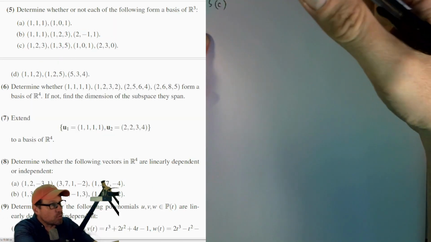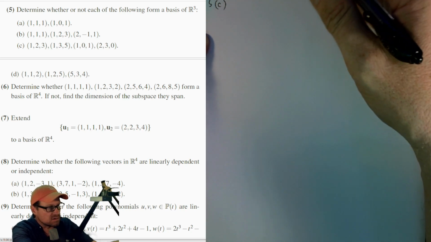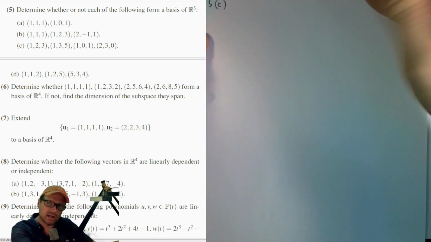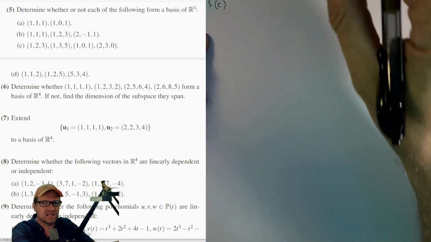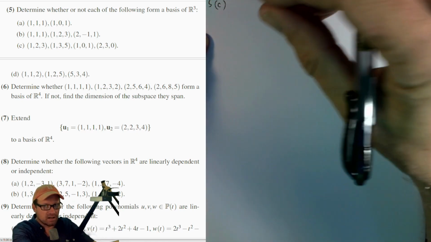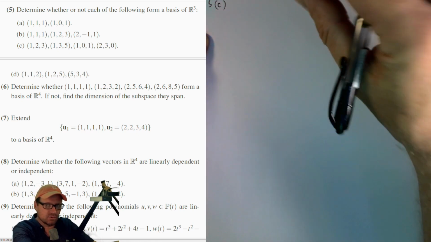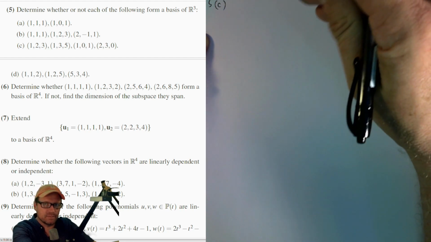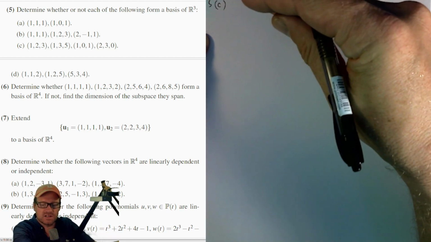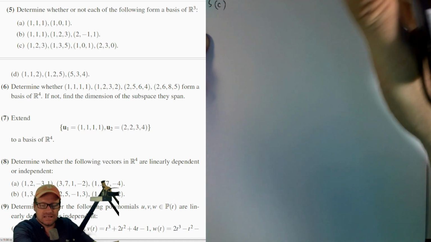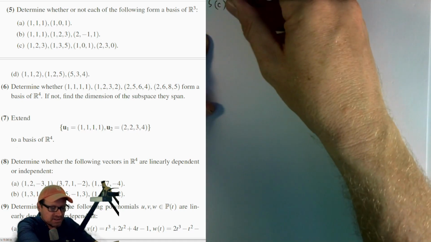So here we have 4 vectors in a 3-dimensional space. Well, that's too many. So to be a basis, we require exactly 3 vectors to span a 3-dimensional space, and those 3 vectors must be linearly independent. Okay, so if we have 4, then the 4 vectors must be linearly dependent. Now, how can we do this?